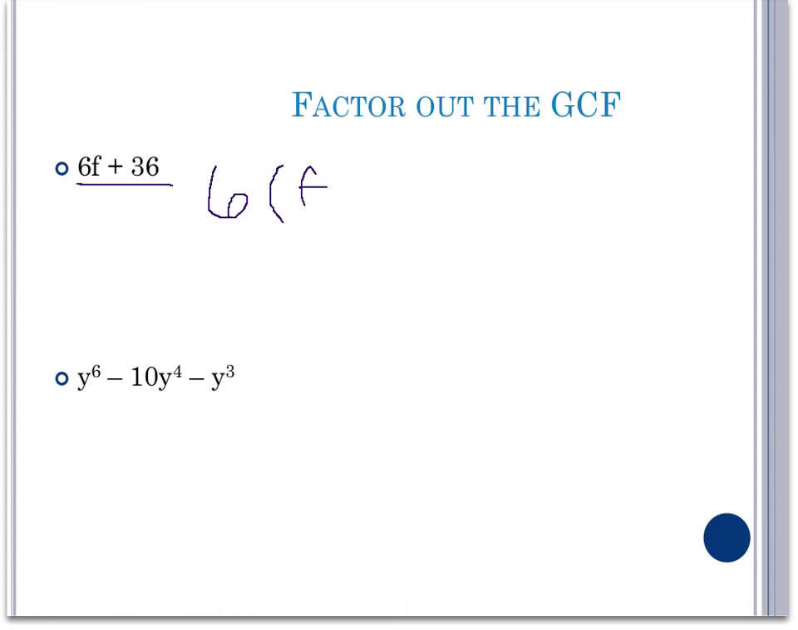I can think factoring out is kind of like dividing. Okay, so 36 divided by 6 is 6. So I have 6 times the quantity of f plus 6.